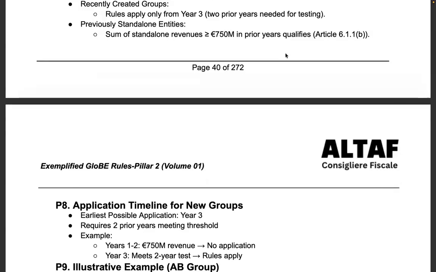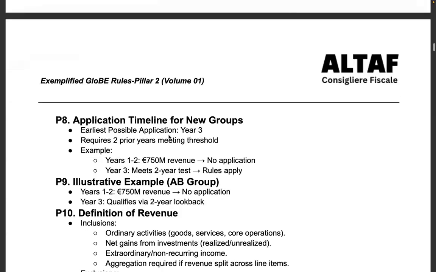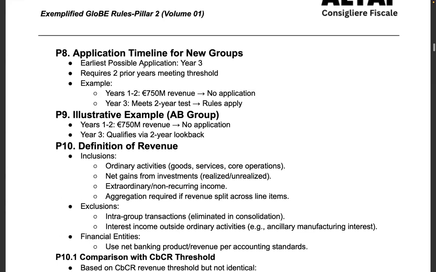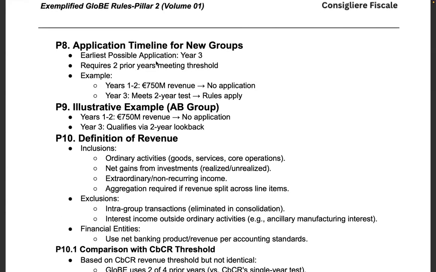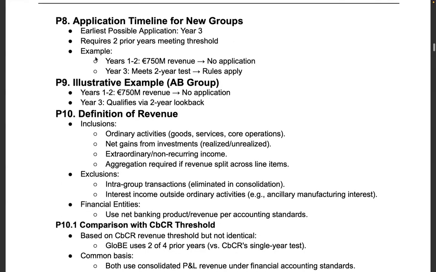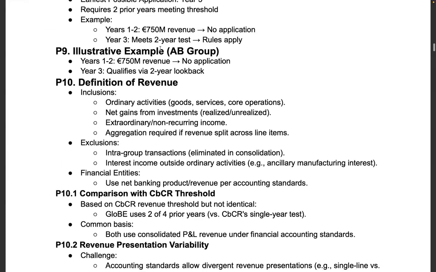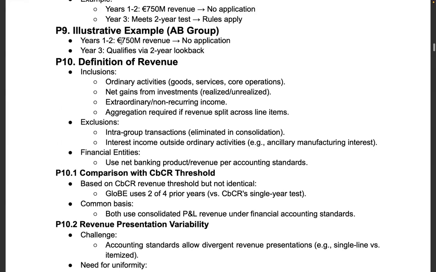Simple. Now coming to paragraph 8, application timeline for new groups. Earliest possible application, of course, we discussed that will be year 3, requires 2 prior years. I don't think we need this example, years 1 and 2, 750 million euros, so no application in the first 2 years. Third year, yes, we can apply. Illustrative example, this again is being repeated.